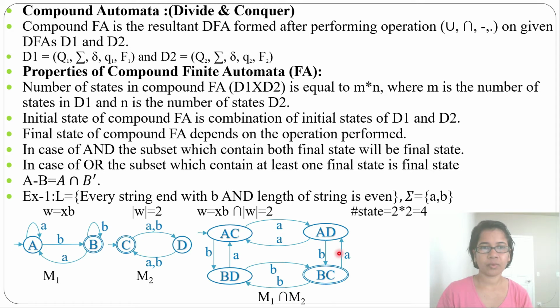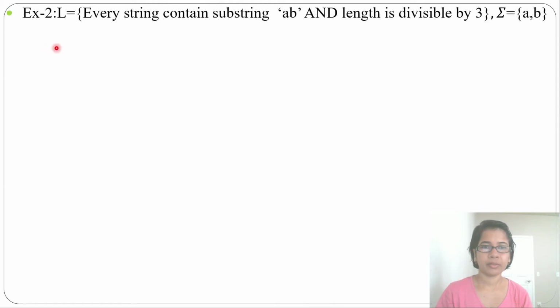Now we'll discuss some more examples. Example 2: every string contains substring AB and length is divisible by 3. So we can divide it into two languages. The first language is every string contains substring AB. The second language is length is divisible by 3. For the first language, you can write W equal to X AB X. AB will be there, before that it can be anything, after that it can be anything.